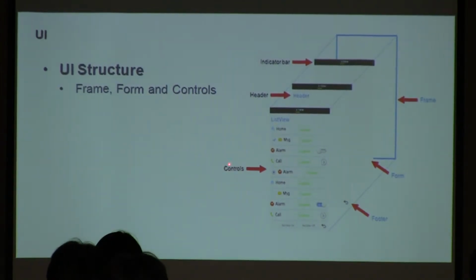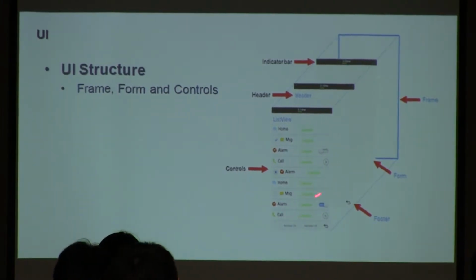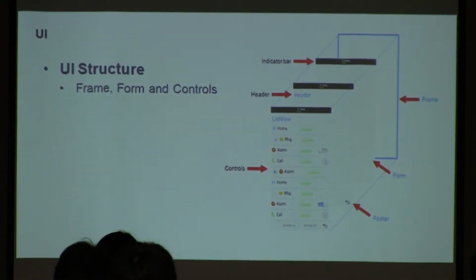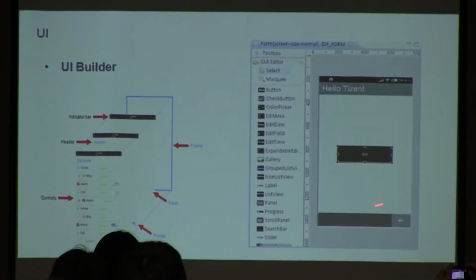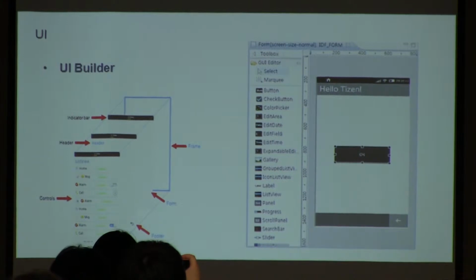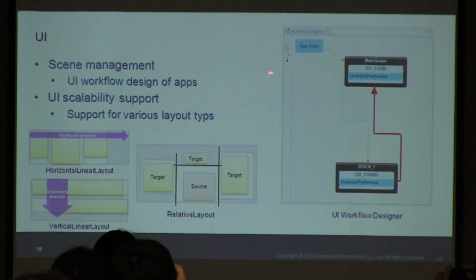And you can put the controls. A control is kind of a UI element. So you can put buttons and labels and lists, and many UI controls prepared by the Tizen platform, so you can use them. And we also provide a UI builder. It's almost similar to the web application one. So you can also create a UI with the UI builder for native applications. And Scene Manager, if you want multi-page applications, we provide the workflow designer.